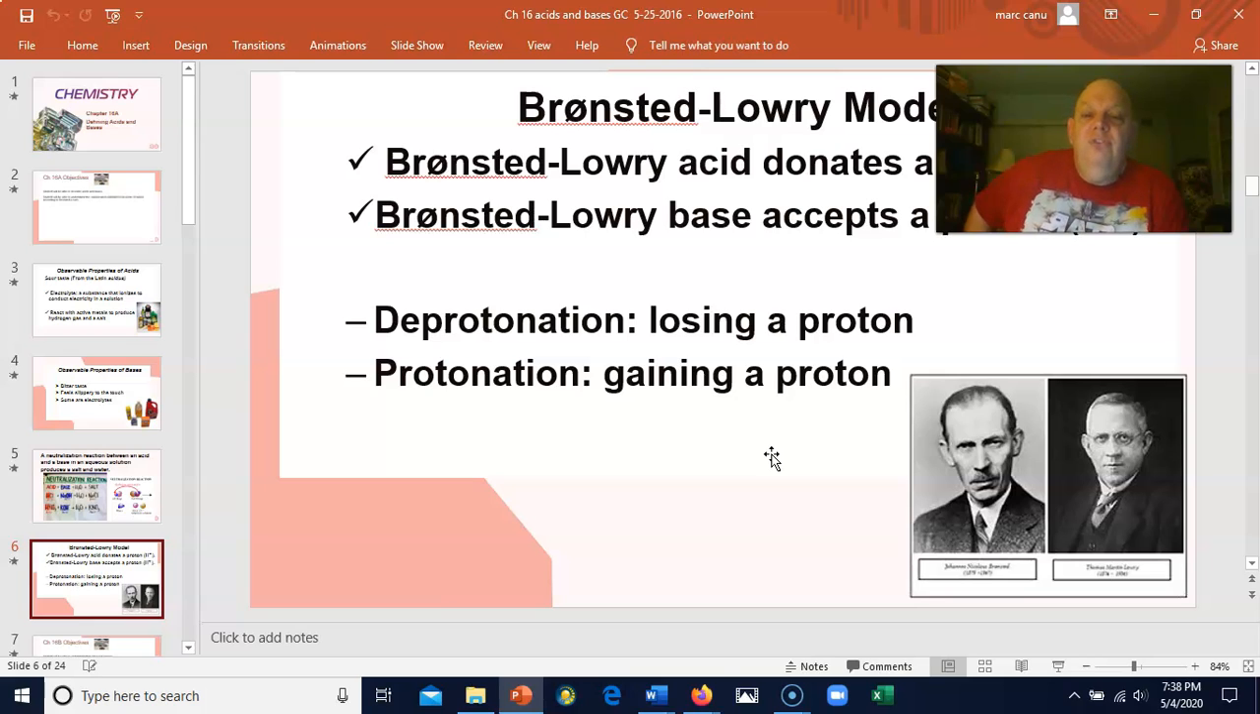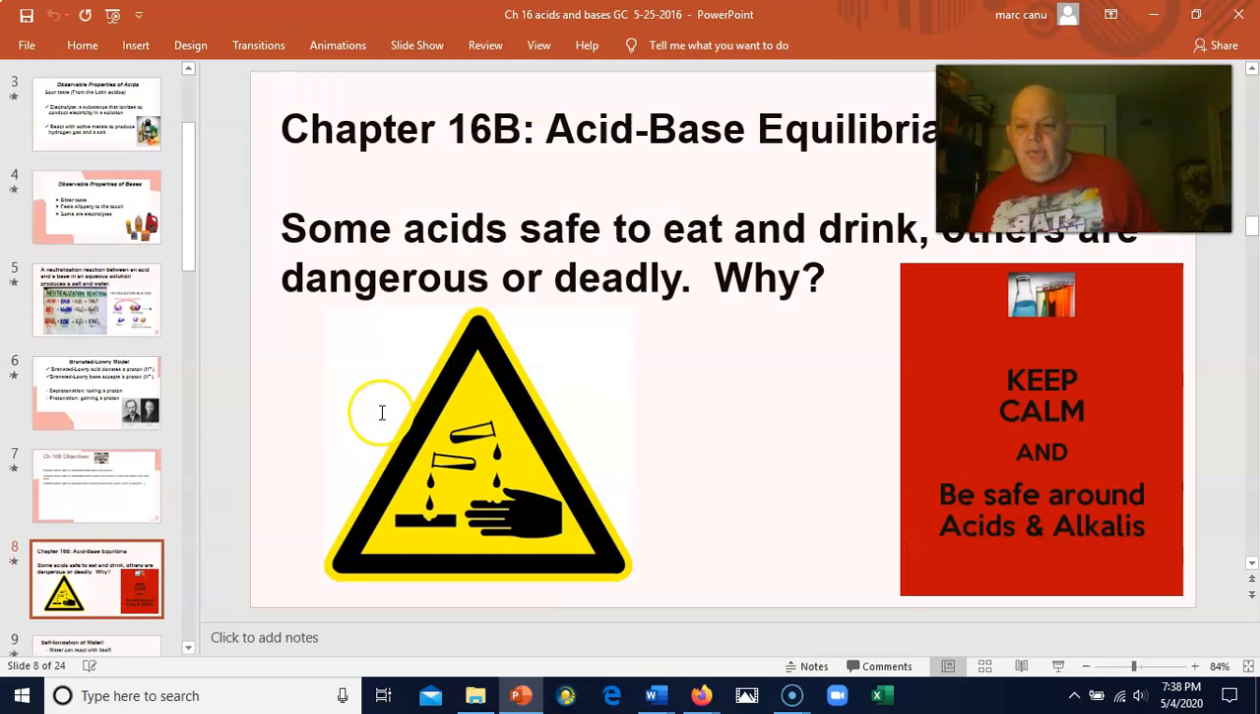Okay, so deprotonation and protonation. So deprotonation, you're losing a proton, which is what acids do. They deprotonate. Okay, protonation, on the other hand, they're picking up a proton, which is what you get in a base. Yep.